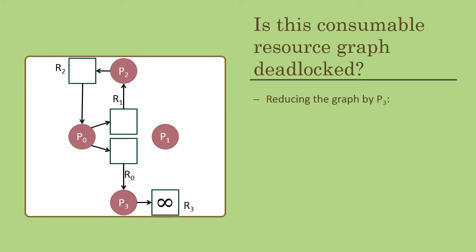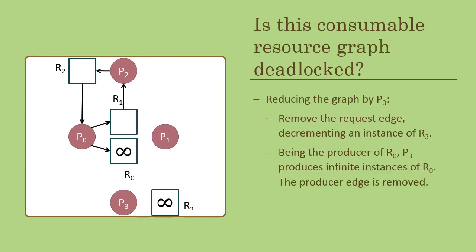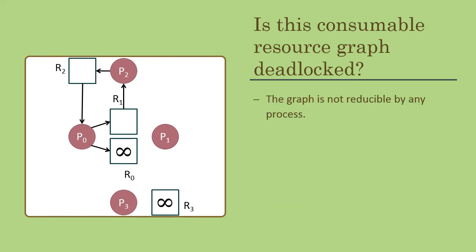Reducing the graph by P3. Remove the request edge, decrementing an instance of R3. Infinity minus 1 is infinity. Being the producer of R0, P3 produces infinite instances of R0. The producer edge is removed. Both P0 and P2 are blocked. The graph is not reducible by any process.